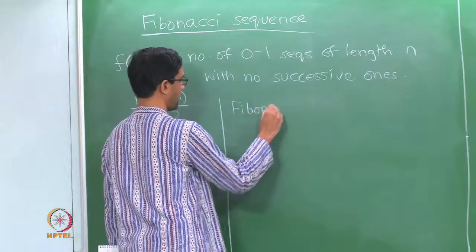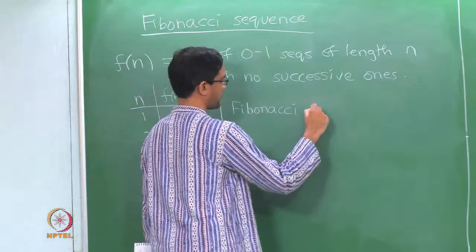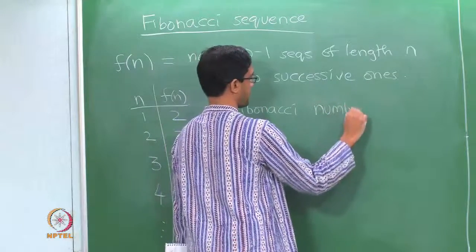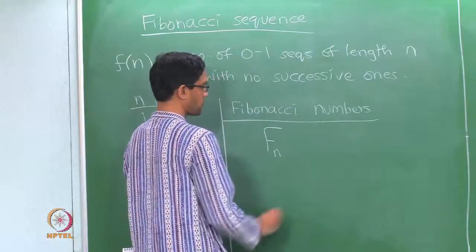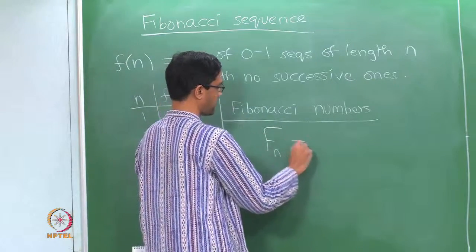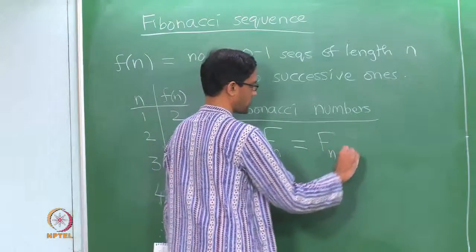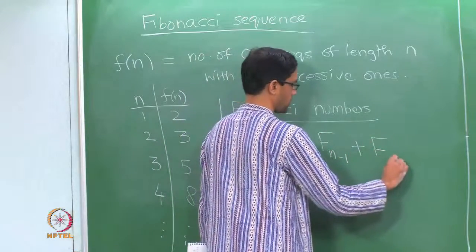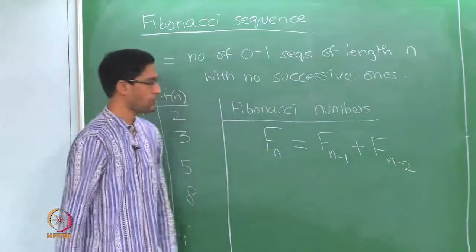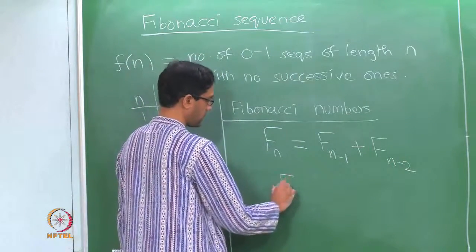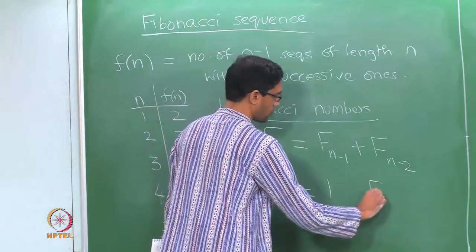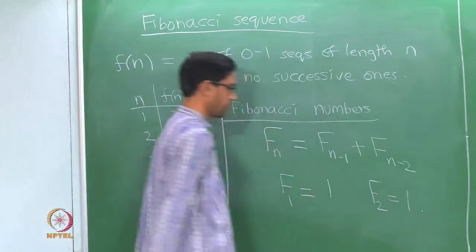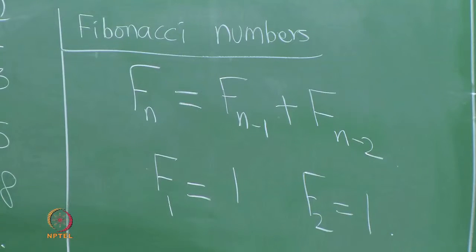The Fibonacci numbers, or the Fibonacci sequence, are often denoted capital F of n. What is capital F of n by definition? It's given by two pieces of information. Firstly, it has the same recurrence that we wrote out for f of n, but the initial conditions are different. F of 1 is 1 and F of 2 is also 1. So it starts at 1 1, and then each next term is the sum of the two preceding.